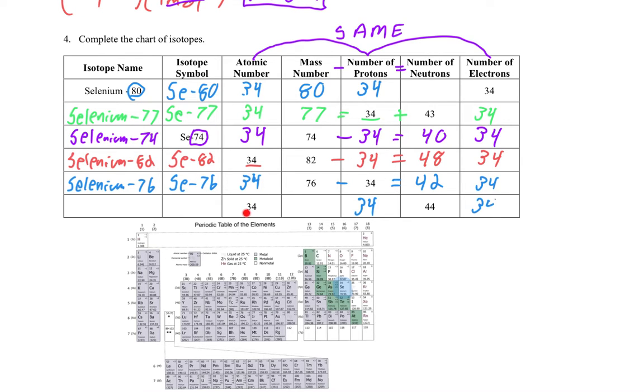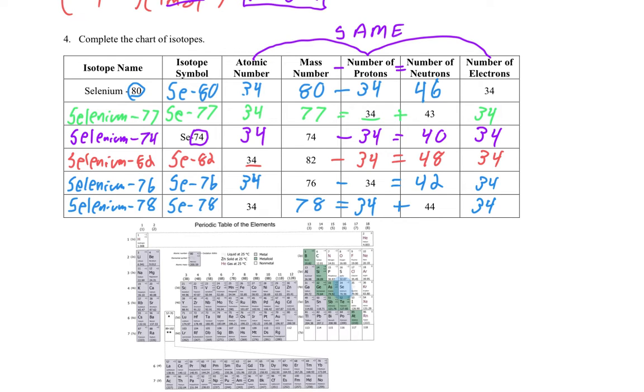Here we go, atomic number 34. 34 protons, 34 electrons. Add protons and neutrons for mass, I get 78. Symbol is still Se. Name is still selenium, and don't forget to put those masses in there. Now I'm just realizing on that very first one, I never found the neutrons, so I gotta take 80 and subtract 34, and this gives me 46 neutrons.